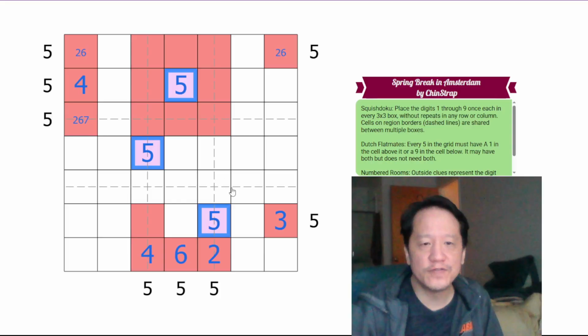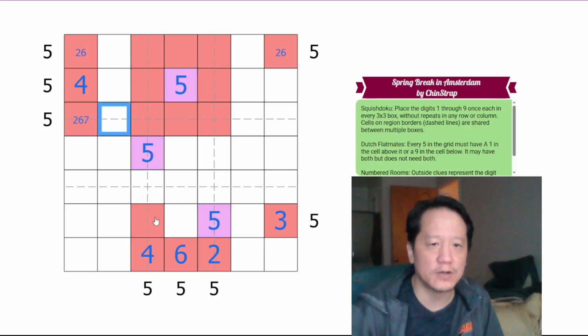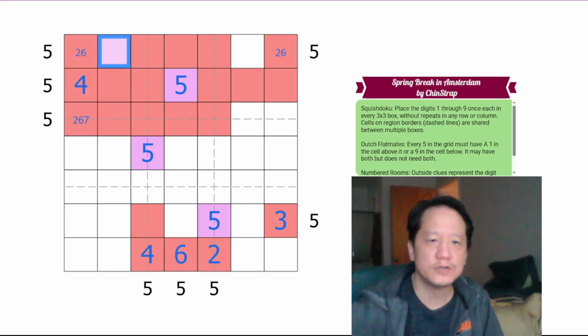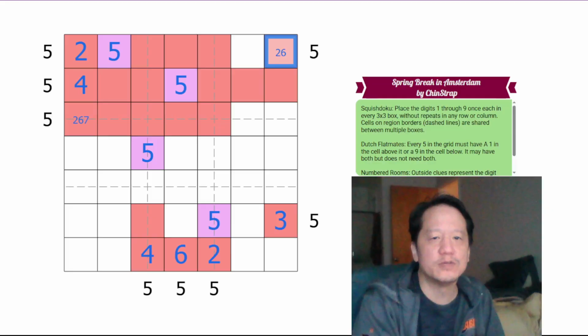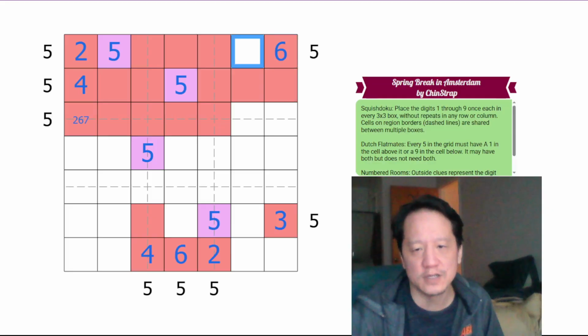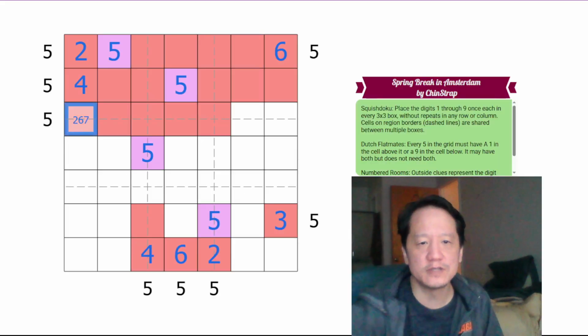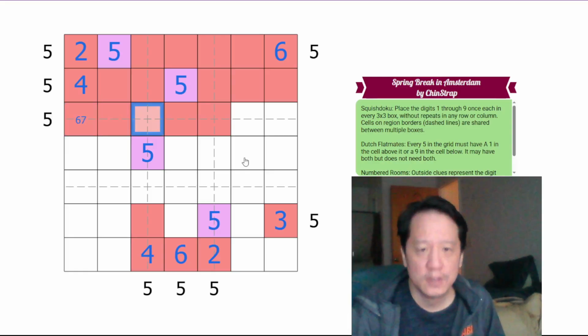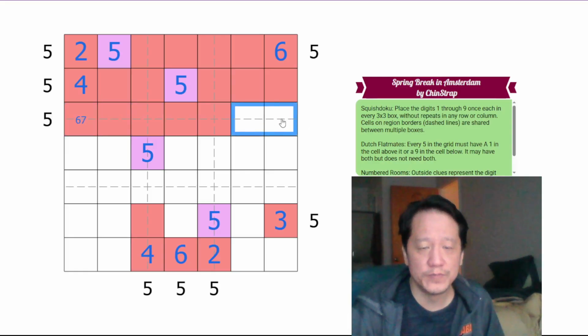So where are the 5s then? 5 cannot be here. So that eliminates 5 from being here. Oops. This can't be 5. And these can't be 5 because of 5 in the row already. So where is the 5 in this upper left-hand box? It must be here. So this is 5, which makes this 2, which makes this 6. So this is obviously not a 5. So this has to be 6 or 7 here. Which means 5 is one of these two.